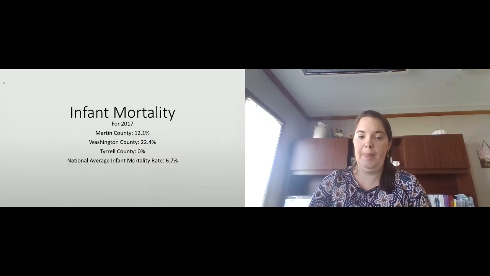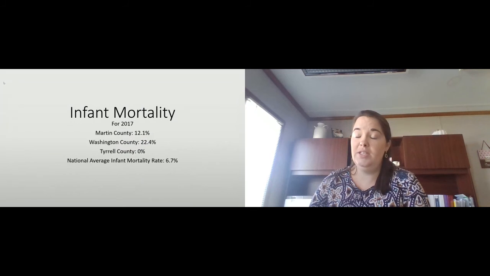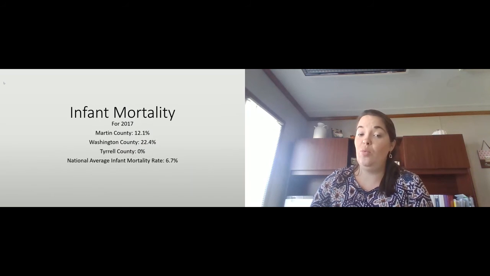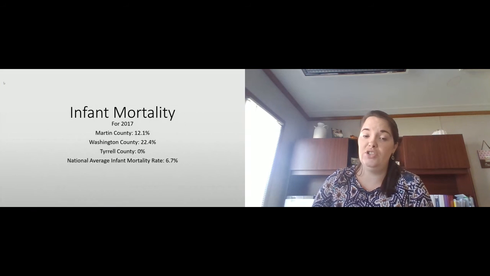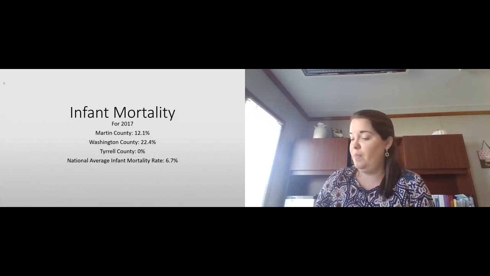Let's see. So for infant mortality statistics in 2017, we're a 3-county district. The ones I pinpointed were Martin, Terrell, and Washington counties. Martin County was 12.1%, Washington County 22.4%. Terrell County was 0%, but since it is still in our district, we concentrated on all 3 counties. And then you can look at the national average, which is 6.7%. So as you can see, Martin and Washington counties are at least double.